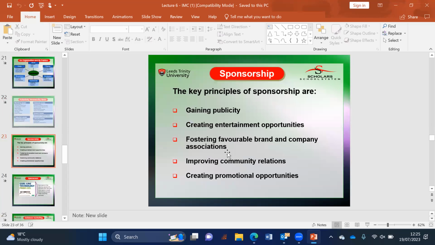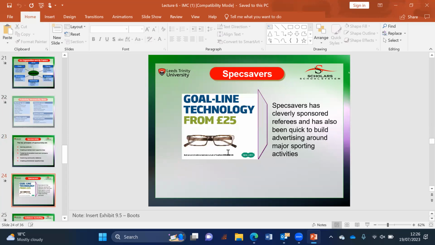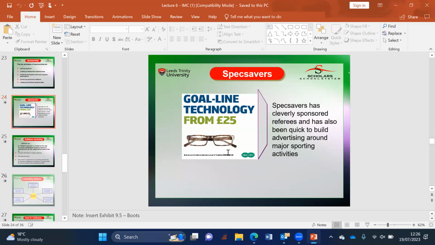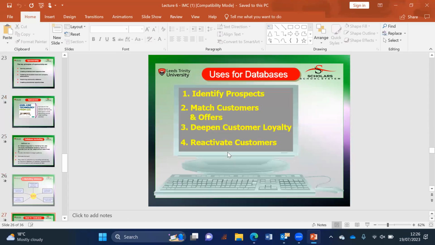And then let's look at sponsorships. So a lot of businesses now sponsor events. That is happening because it helps them gain publicity. It helps create entertainment opportunities. It fosters a good image and association. It improves relationships with the community. An example of sponsorship is Specsavers. They have sponsored referees, and that adds to their brand image.